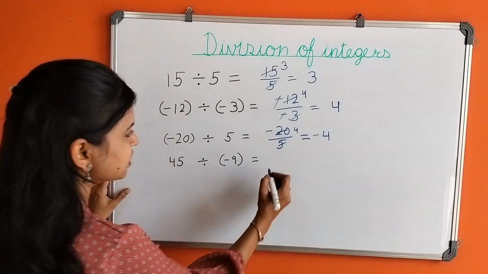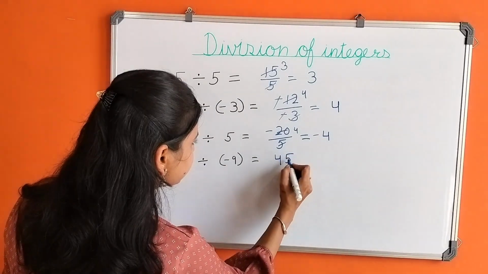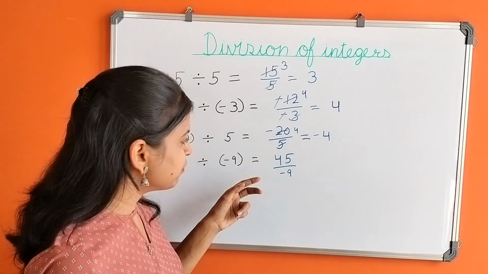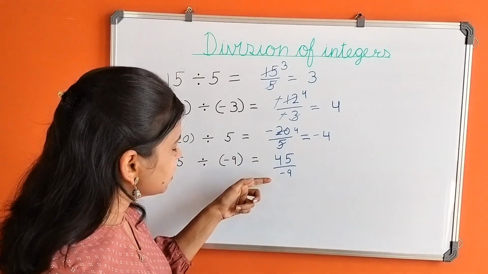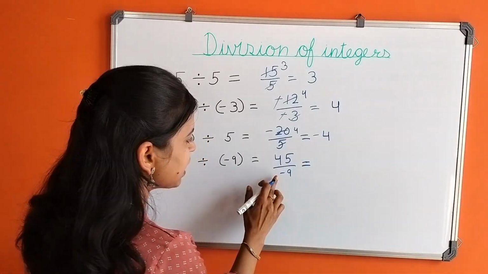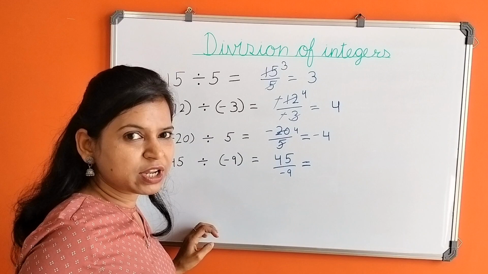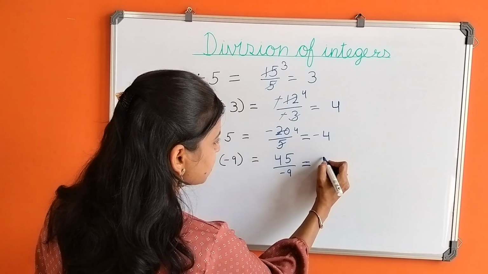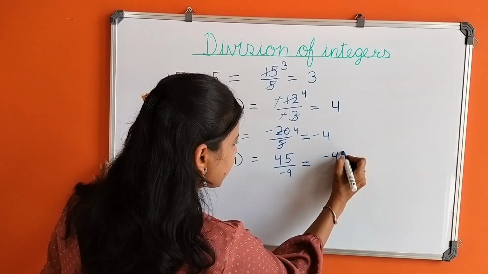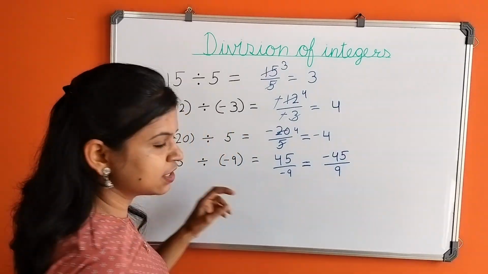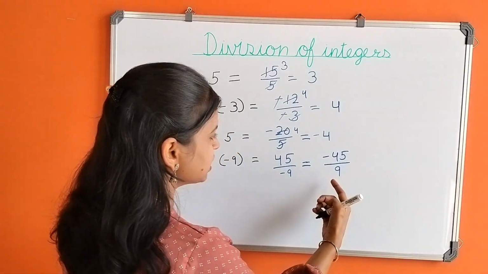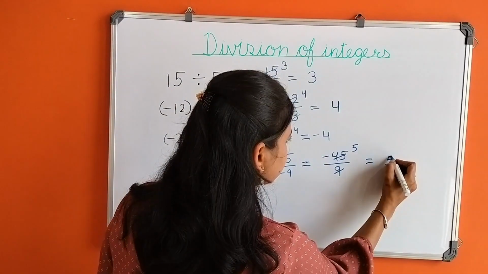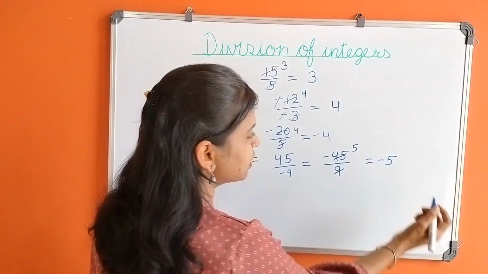Okay. Similarly, in the next question, 45 divided by minus 9. So what will we do when the negative is in the denominator? First we will write this negative sign with the numerator. We will remove it from the denominator and keep it with the numerator. Minus 45 divided by 9. Now we can easily divide. 9 5s are 45. And negative is there, so the answer will be negative 5.